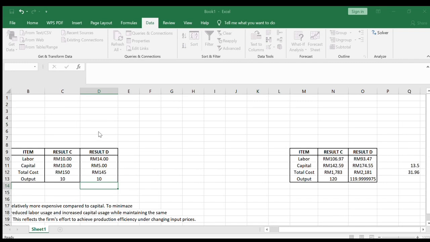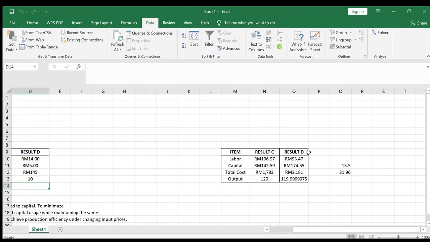General equal to 0, and last, general equal to 0. Okay, so far, okay, and this is the answer.